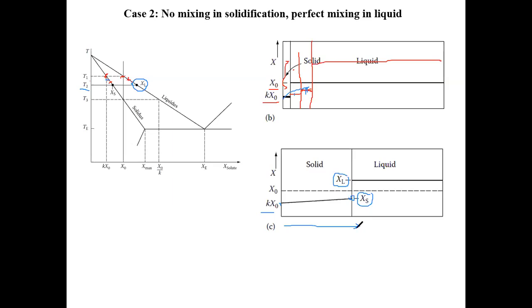Does this make sense to everyone? Because the new solid formed will always have a slightly higher composition than the one formed before, right? Based on the phase diagram, because we're lowering the temperature, the solid composition is always going to be higher and higher. So we have an increasing composition profile in the solid phase. Does this make sense to everyone?